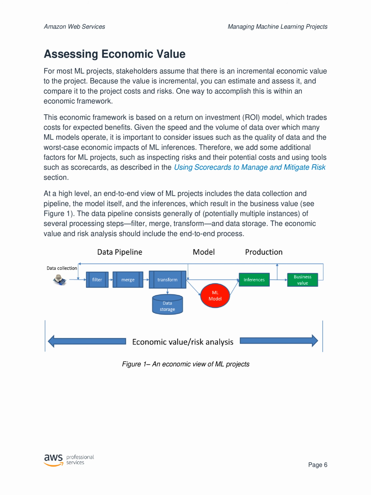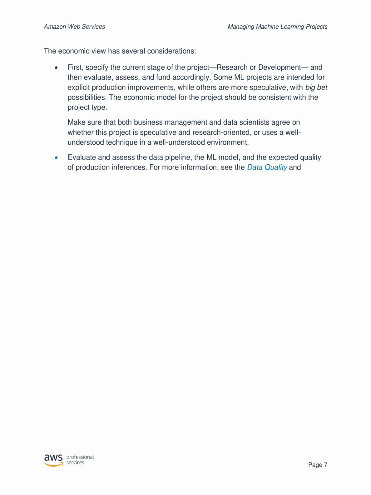At a high level, an end-to-end view of ML projects includes the data collection and pipeline, the model itself, and the inferences, which result in the business value, see Figure 1. The data pipeline consists generally of, potentially multiple instances, of several processing steps: filter, merge, transform, and data storage. The economic value and risk analysis should include the end-to-end process. The economic view has several considerations.